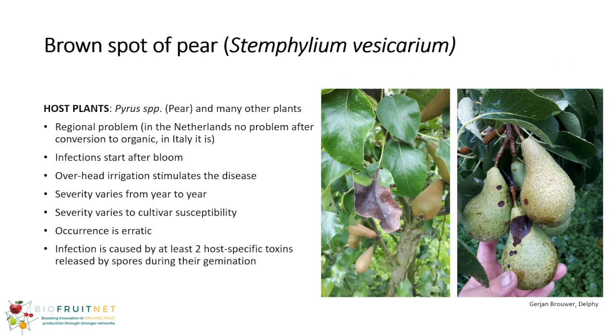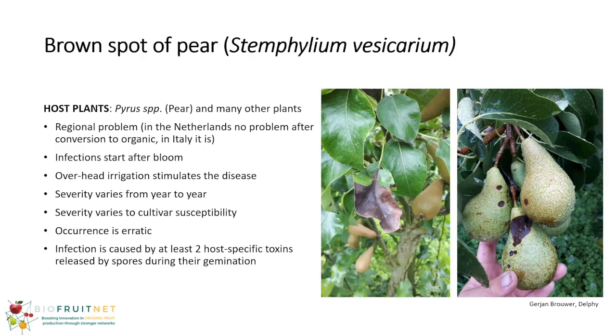Brown spot of pear, Stemphylium vesicarium. Its host plants are pear and many other plants. It can occur on a lot of other plants and give spots on the leaves and on some fruits. It is a regional problem. In the Netherlands, when a farmer converts to organic and he had Stemphylium before conversion, after conversion the problem vanishes. In Italy it is a big problem also on organic farms.